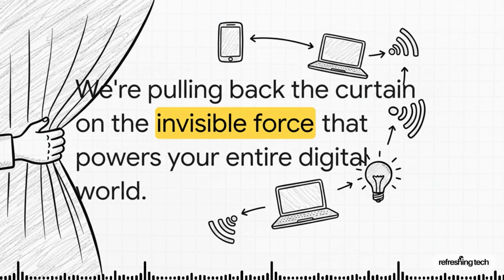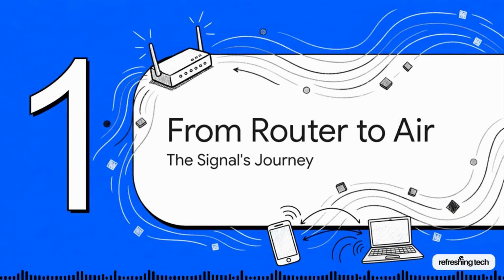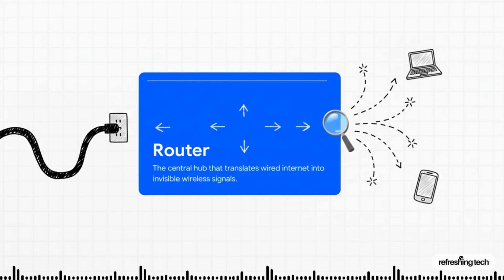Okay, so our journey has to start at the source, with that little blinking box probably tucked away in the corner of your room, the router. Let's see how it kicks this whole process off. So, at its core, the router's main job is to be a translator. It takes that physical, wired internet connection, the one coming from a cable in your wall, and it converts all that information into invisible wireless signals that it then broadcasts out into your home.